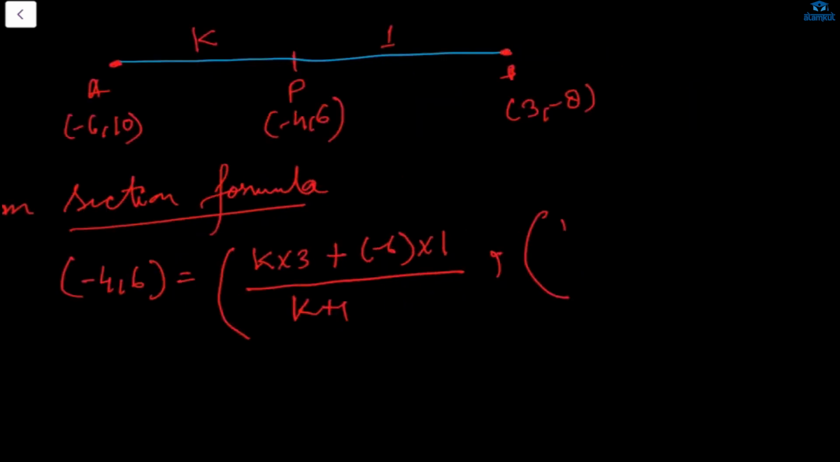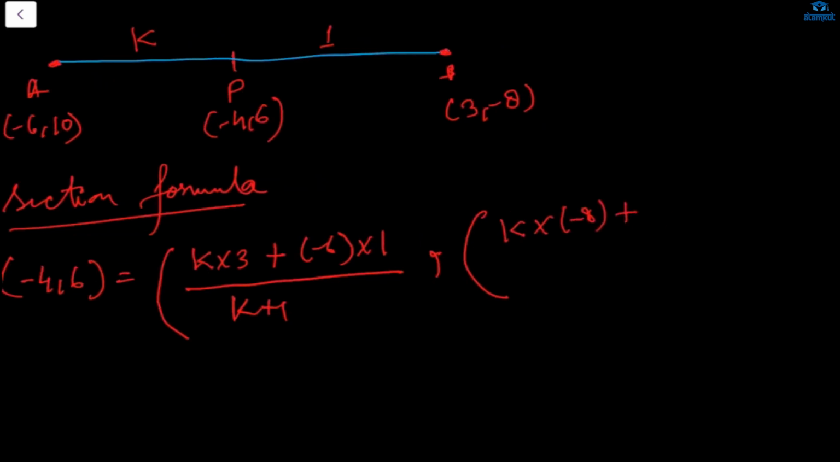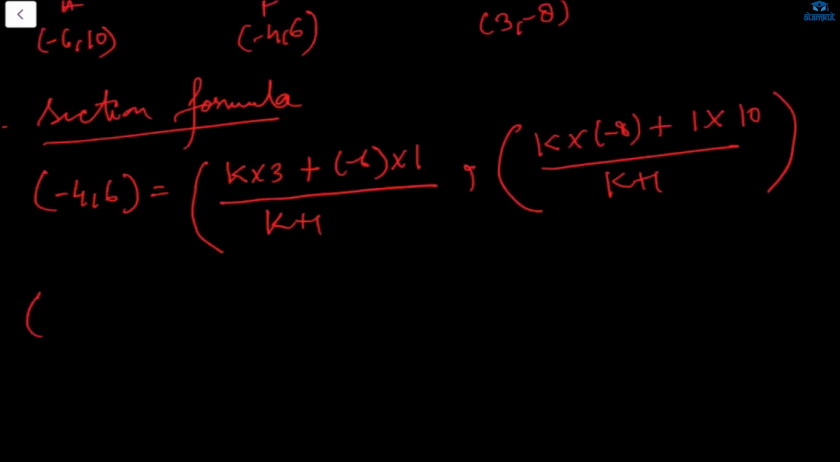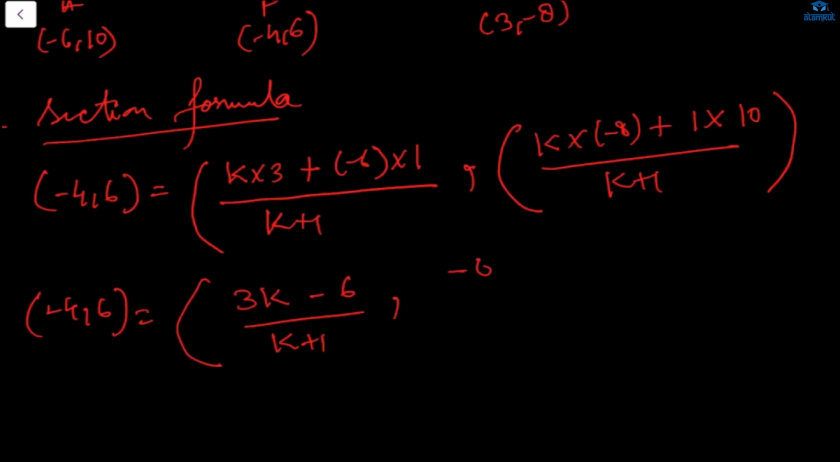Similarly, we are going to do here also. So it will be k multiplied by minus 8, plus 1 into 10. And here k plus 1. Okay. Understood now? Yes, ma'am, understood. Minus 4 comma 6. Now we are going to solve this. So we'll get 3k minus 6 divided by k plus 1, and this will again give minus 8k plus 10 divided by k plus 1.